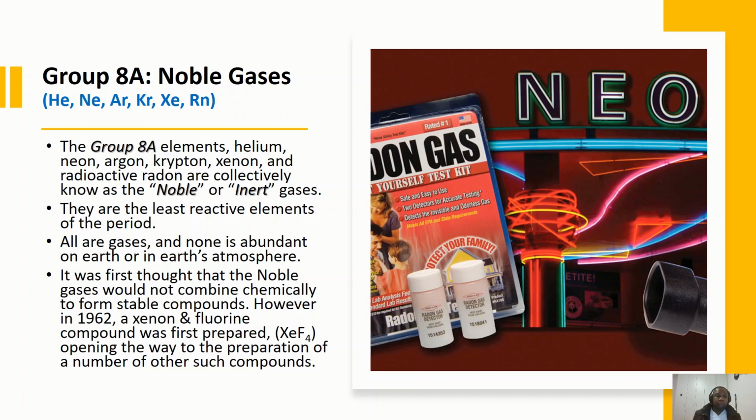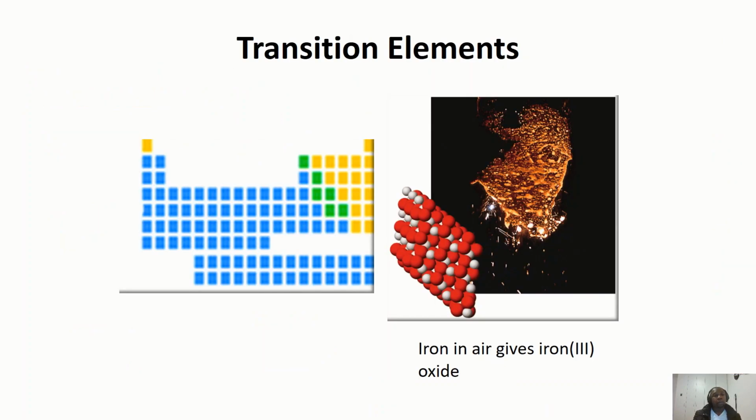Though a report in 1962 was made where someone reacted xenon and fluorine together to produce a compound. But these are kind of reactions that don't just occur easily. They must have occurred in a very harsh kind of condition, because naturally these elements of group 8A, they're okay. They don't want to react. They just want to be on their own.